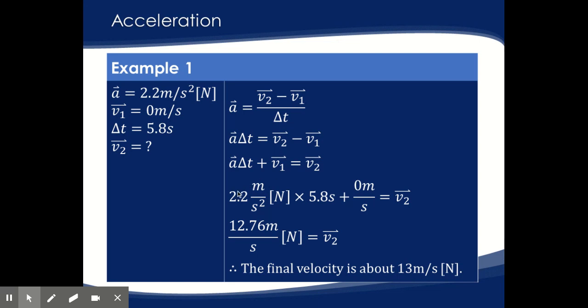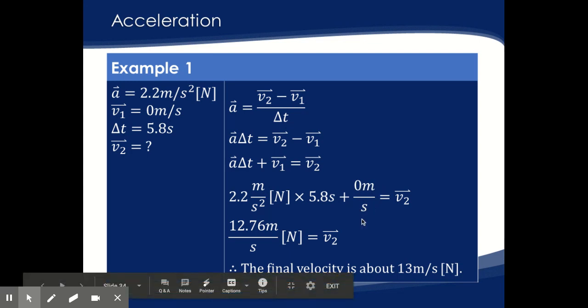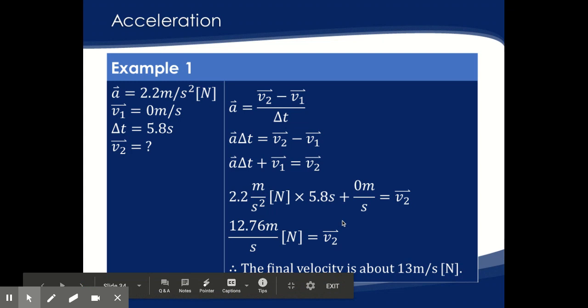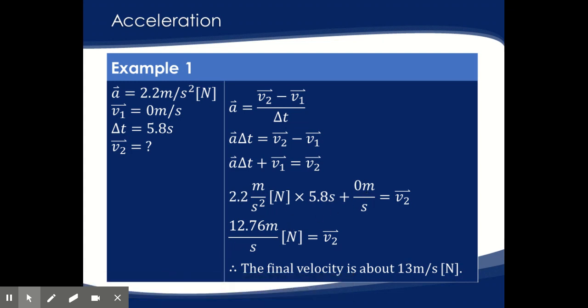So that's what we did here. We added in 2.2 meters per second squared north, that is acceleration, times the time, the change in time, was 5.8, plus your initial velocity was 0 meters per second, and then that's going to equal velocity, the final velocity. So when you do all of your math here, pretty simple, you're just multiplying and then adding, you're going to end up with 12.76 meters per second north.